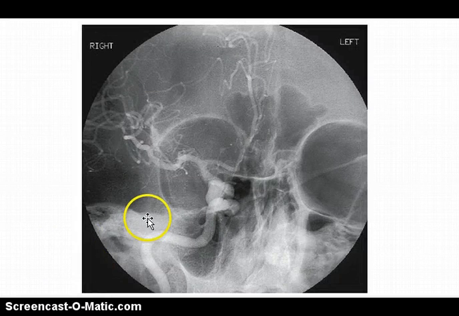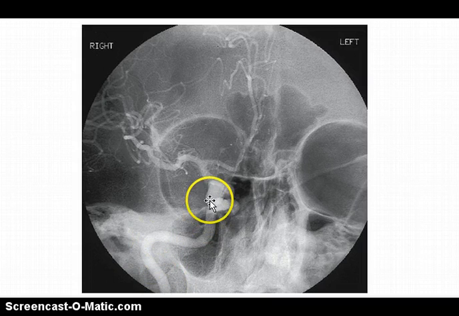Here is the orbital oblique view. This picture is specifically for the internal carotid artery. Here is the internal carotid artery, and within the orbit you can see the anterior cerebral artery and the middle cerebral artery. You can see that bifurcation really well in this view.